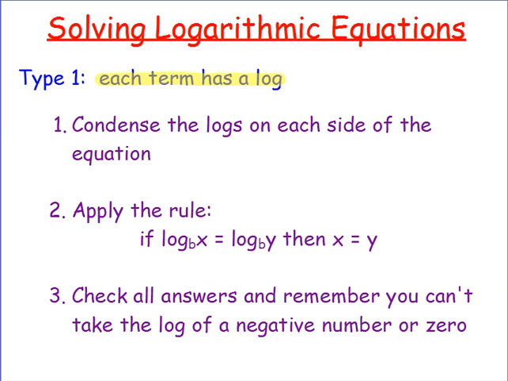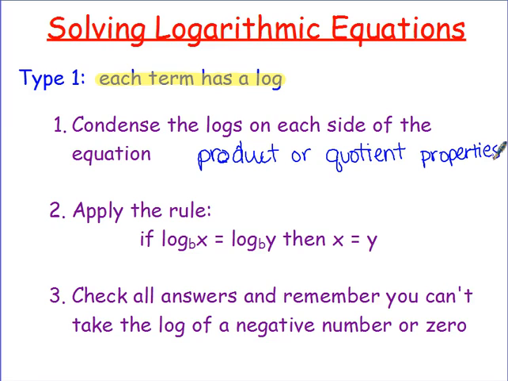So our first step of the process is to condense the logs on each side of the equation. Now we did condensing a couple of lessons ago, and when we condense, we are talking about using the product or quotient properties. So if you don't remember, those were the properties where if you saw addition, you changed it back to multiplication, or if you saw subtraction, you changed it back to division.